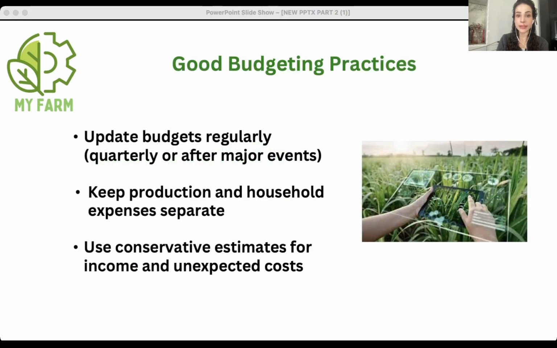So here are the key tips. It's essential to update budgets quarterly or after major events. It might be beneficial to separate production and living expenses. It's essential to include conservative estimates for both income and unexpected cost.